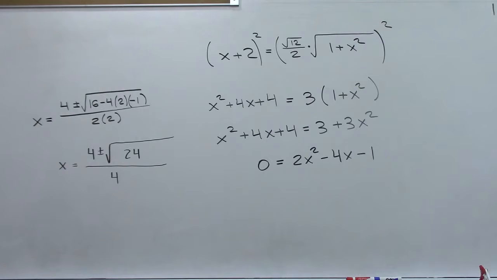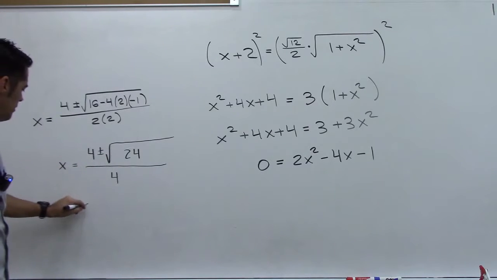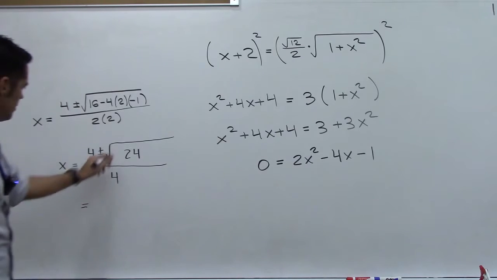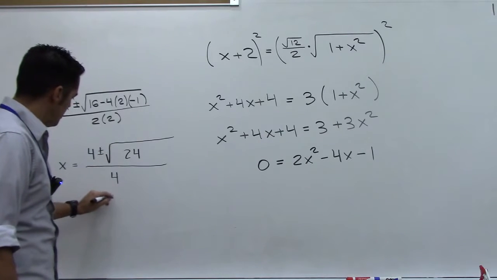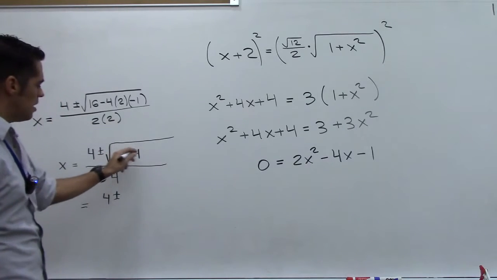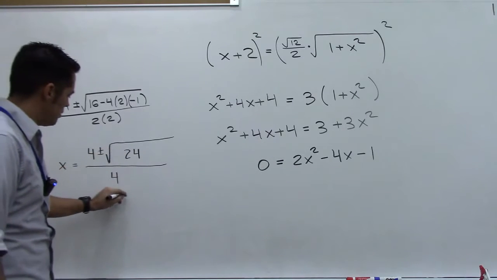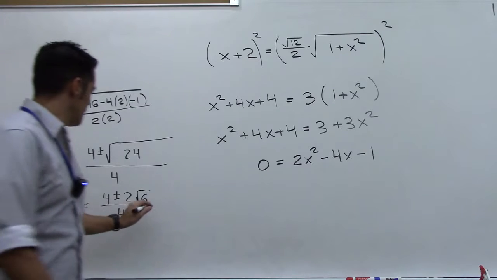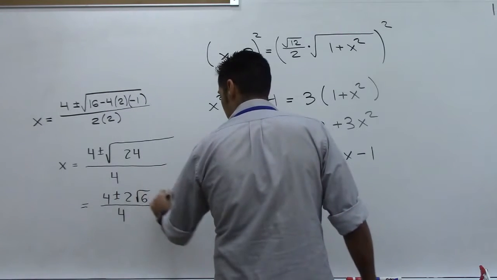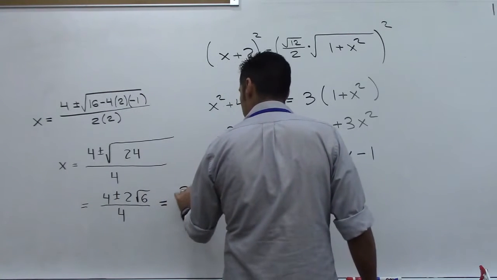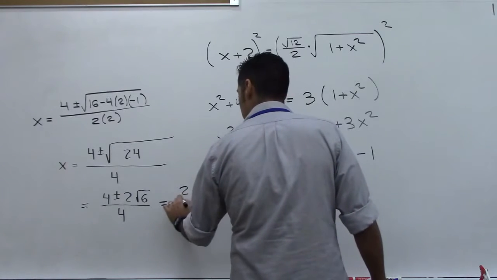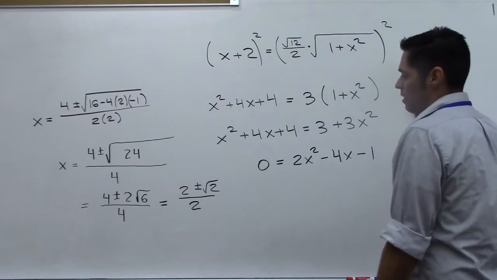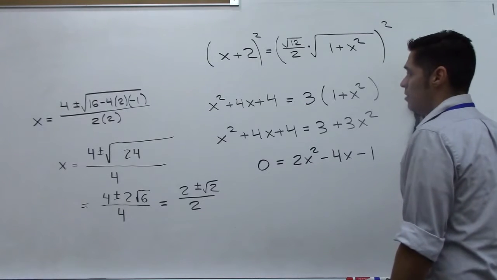And what can I do here? I can pull out a 2 out of there, right? So this is 6 times 4, so square root of 4 comes out as a 2, root 6, all over 4. And so I reduce everything by a factor of 2. We get 2 plus or minus root 6 over 2. And that's 2 potential answers.